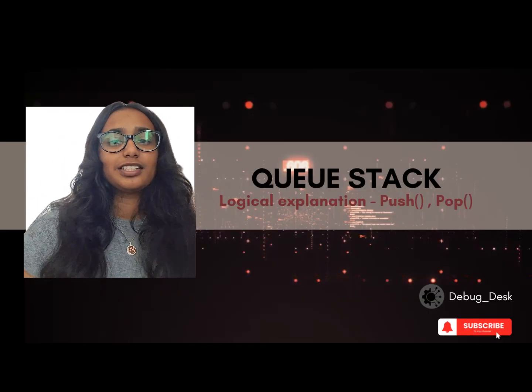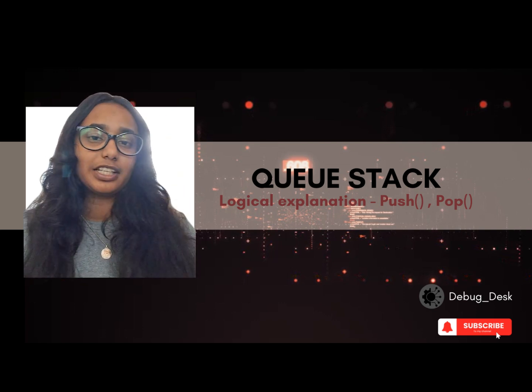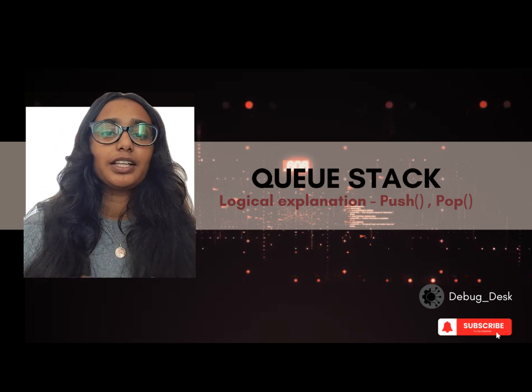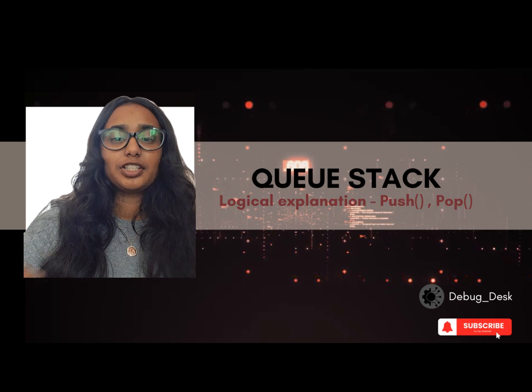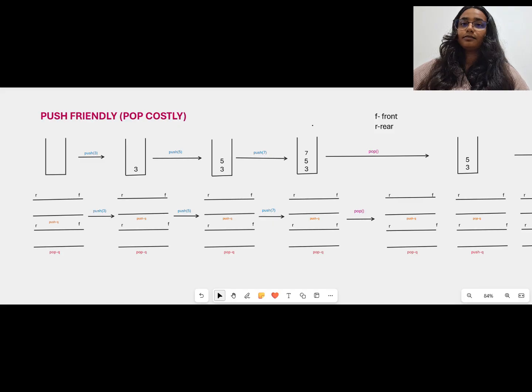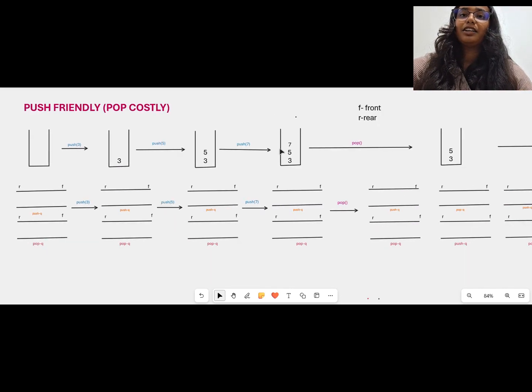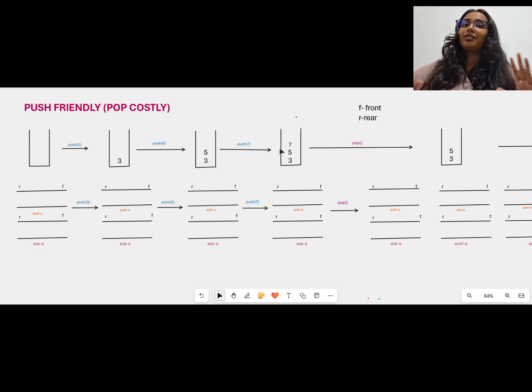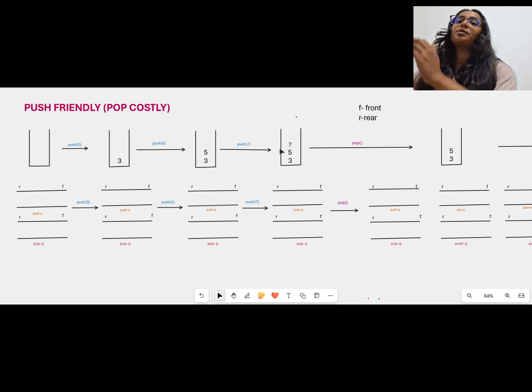Alright, now that we are all set, let's get into the actual implementation. In this video, I'll explain the logic behind the basic operations, push and pop. Now I'll guide you through the method of making a LIFO queue using two FIFO queues. To do this, we have two methods. The first is the push friendly method, also known as the pop costly method. The second is the pop friendly method, also known as the push costly method.